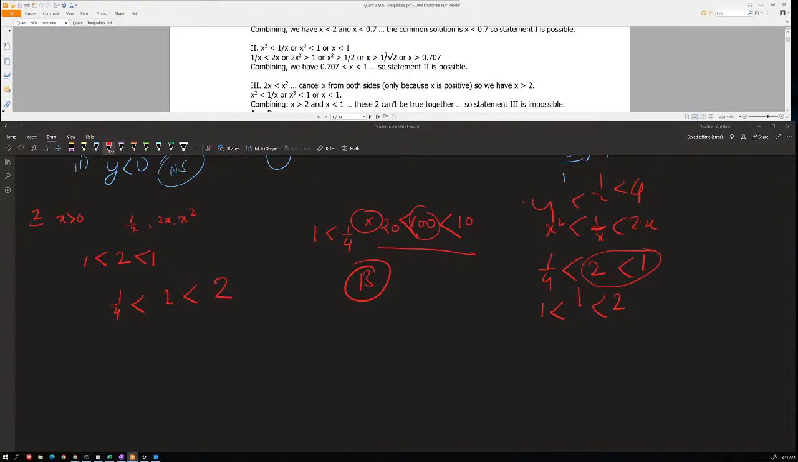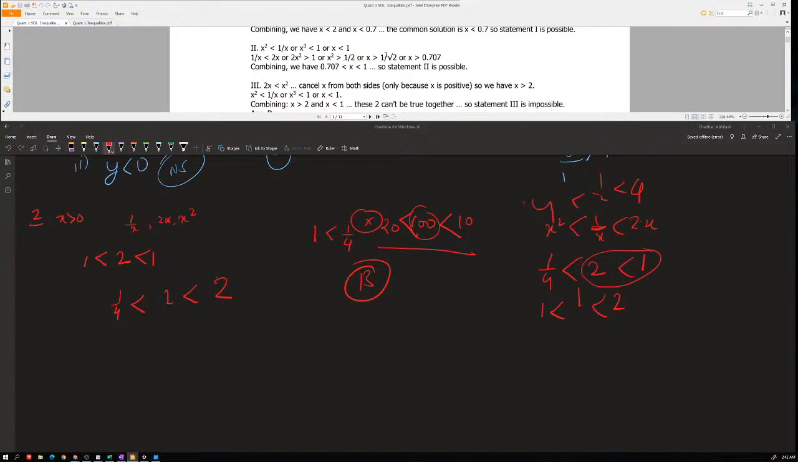Let's take statement 2, which is also possible, that's what we want. So x square is less than 1 by x, or x cube is less than 1, or x is less than 1. Once we do all this calculation, then we get 0.707 is less than x is less than 1. So we can solve it like this, or we can just put in values like we did, but there has to be only one value that satisfies.